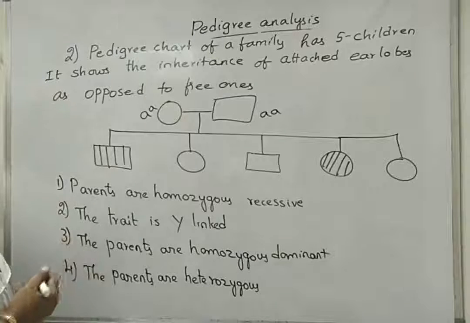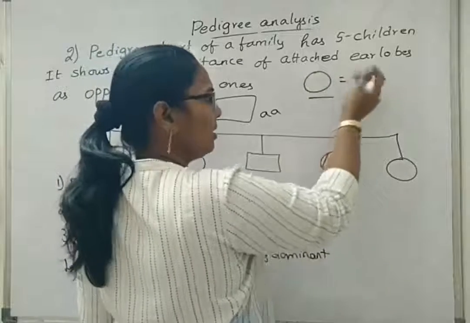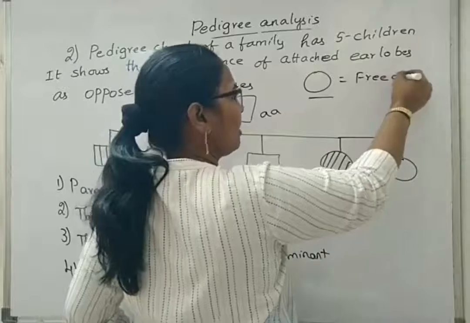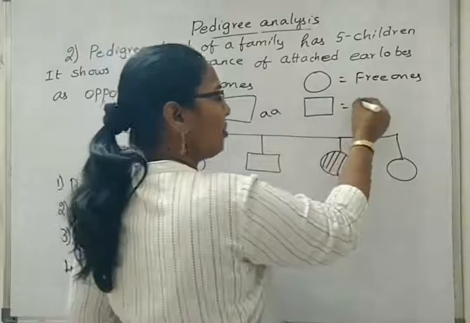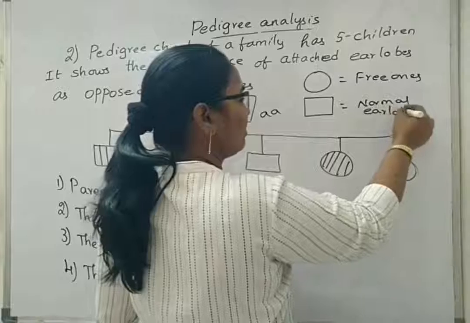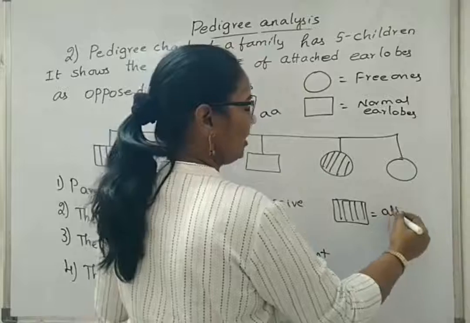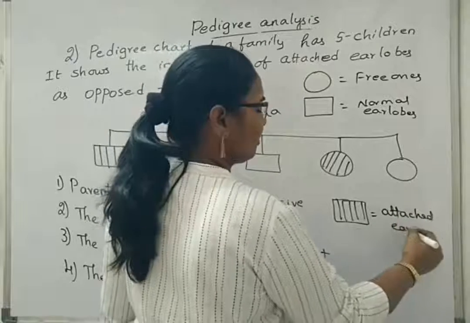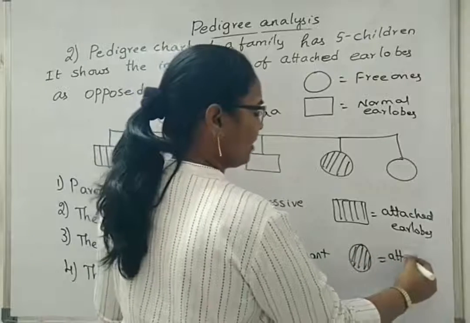Next question. The pedigree chart of a family has 5 children. It shows the inheritance of attached earlobes as opposed to free ones. Free ones in the sense, the mother or father, if the mother is not shaded, then she can be considered as having free earlobes. The father can be considered as having normal earlobes. If the father is shaded like this, then he is considered as having attached earlobes. In the case of a female also, if it is shaded, we have to consider attached earlobes.